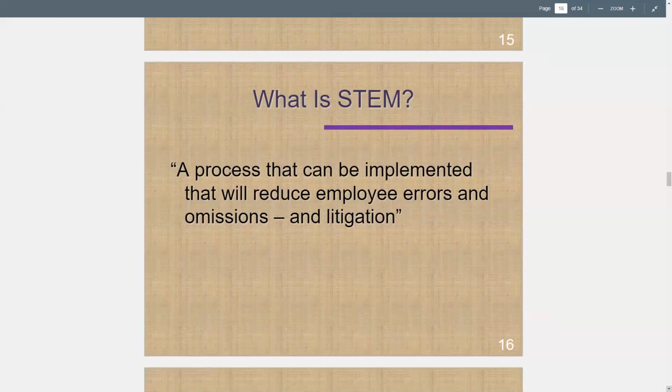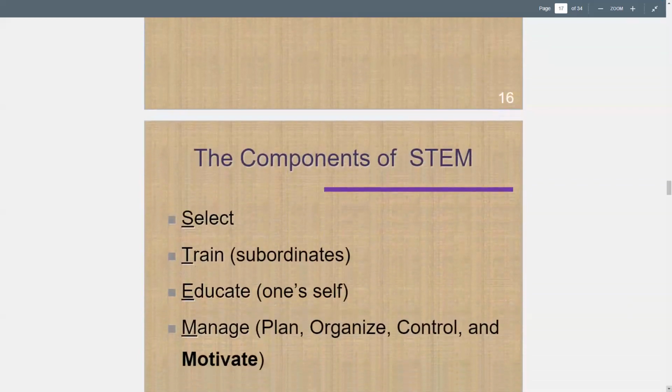But we're going to look at what you can do to prevent, or at least to lessen, the possibility of that happening. And we have a little acronym to work with, and that is the idea of STEM. So what is STEM? Well, it's a process that can be implemented that will reduce employee errors and omissions. And when we reduce employee errors and omissions, what happens? Well, we also reduce litigation, or at least that's likely to be the outcome.